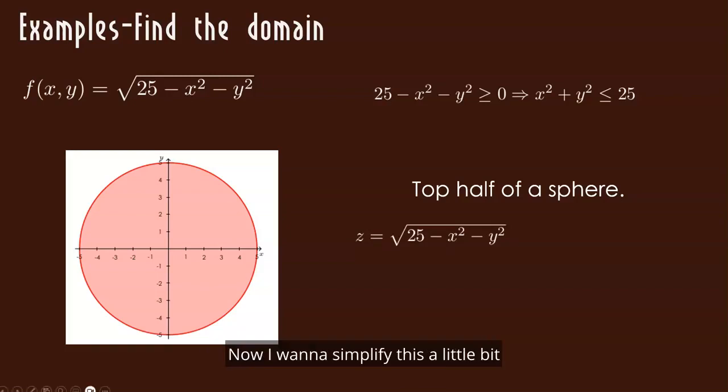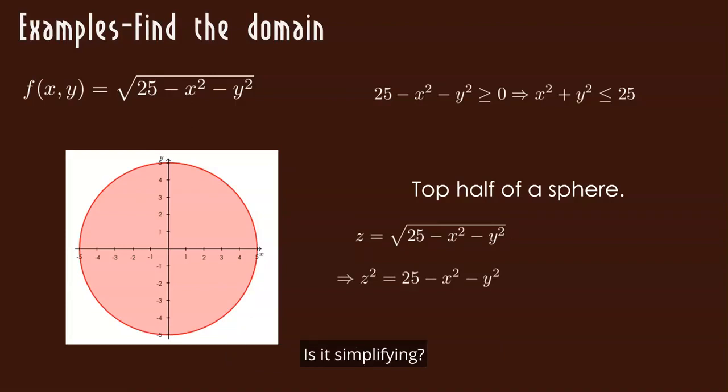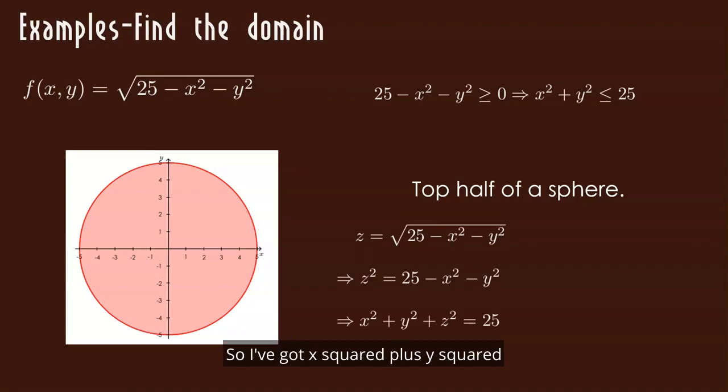Now, I want to simplify this a little bit so I can see what I have. I'm going to square both sides and then simplify. Well, simplify? Is it simplifying? I'm going to move the x and the y over to the same side with the z. So I've got x squared plus y squared plus z squared equals 25. And that is the equation for a sphere with radius 5. But again, remember, it's only the top half because z has to be positive, so it's the top half of a sphere.